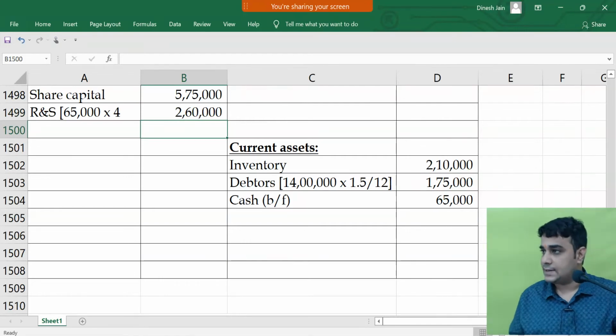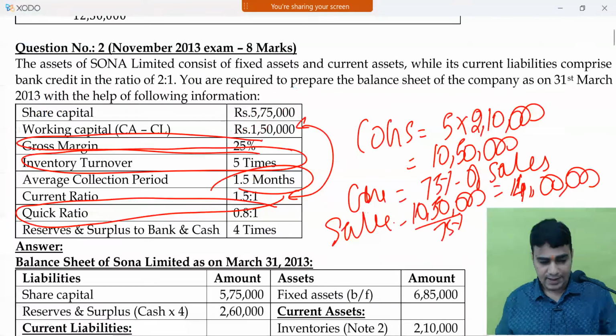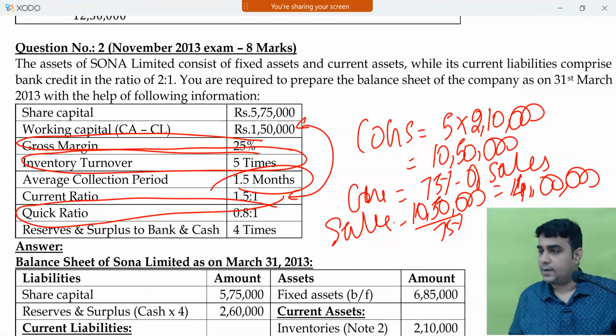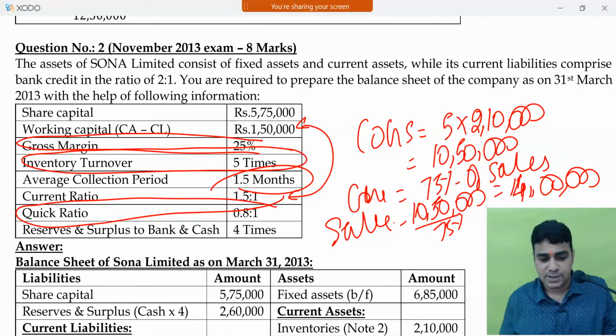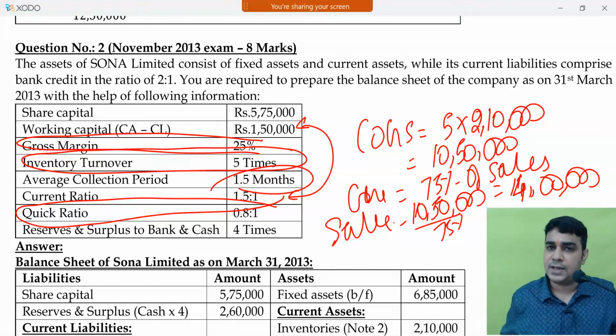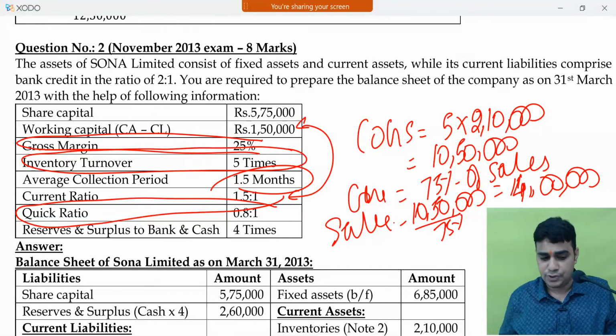2 lakh 60, 65,000 into 4. I think I've used all ratios now. I don't have any other ratio which is pending to be used. We have used data of share capital, working capital, gross margin, inventory turnover, average collection period, current ratio, quick ratio, reserves and surplus.